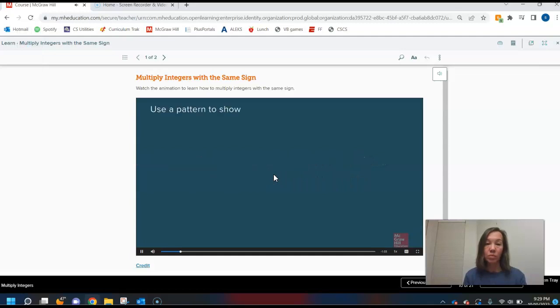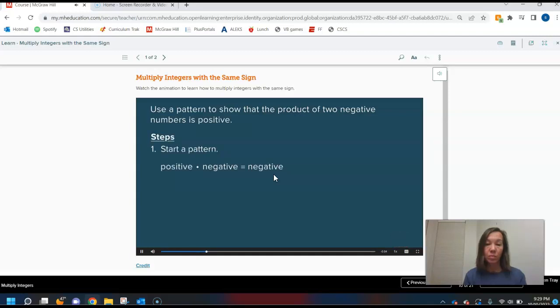You can use a pattern to show that the product of two negative numbers is positive. The product of a positive number and a negative number is negative. Use this relationship to start a pattern. 2 times negative 3 is negative 6. 1 times negative 3 is negative 3. Notice that when you decrease the first factor by 1, the product increases by 3.